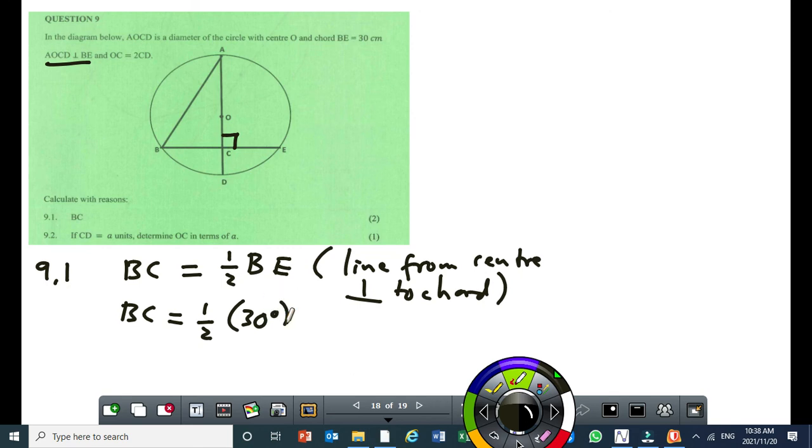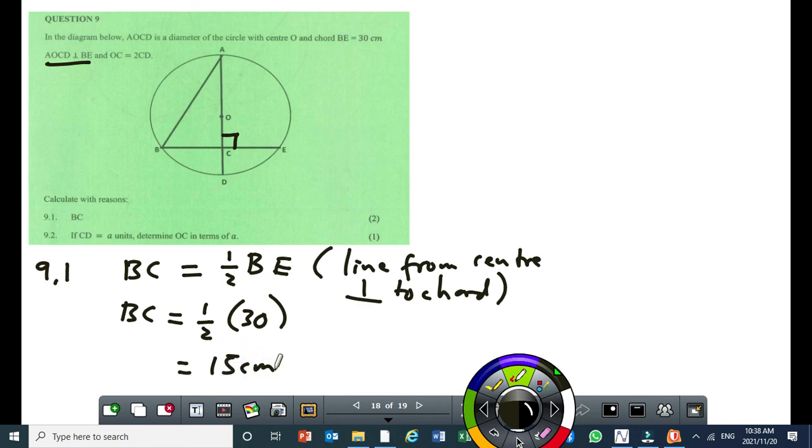So BC is going to be half of 30. Okay, 30 is not an angle. So that gives you 15 centimeters. Okay? So it's 2 marks. The first mark will be for the statement and the reason, the second mark will be for the answer. If your reasoning is not correct there, you get 1 out of 2 for the answer only. Then 9.2 says if CD is equal to A units, so CD is equal to A, let's put that on the diagram.